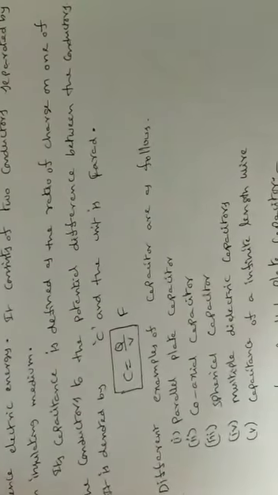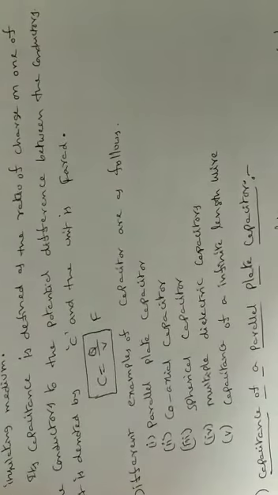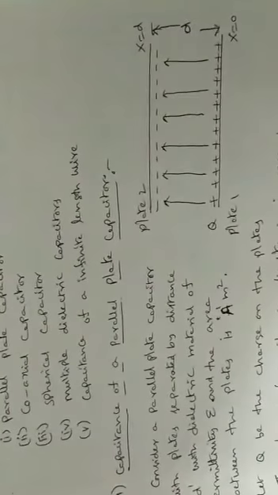Next, different examples of capacitors are as follows. What are the different examples of capacitors? They are the parallel plate capacitor, coaxial capacitor, spherical capacitor, multiple dielectric capacitors, and capacitance of an infinite length wire. The first one is the capacitance of a parallel plate capacitor.